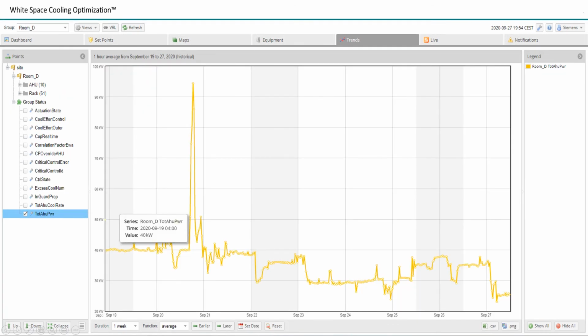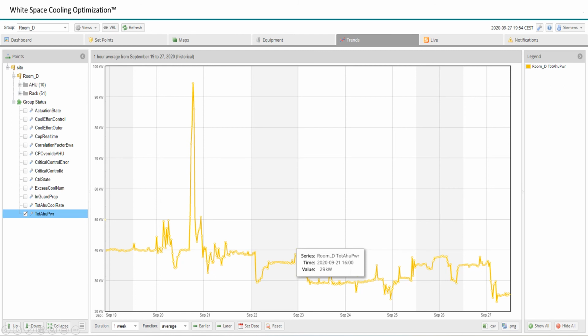Now we're trending the instantaneous power usage of all the cooling units in the room aggregated together. Here, before the customer performed airflow remediation, the power was steady at 40 kW. Here we can see a spike showing a record of when the customer performed airflow remediation. And after the remediation process, it's down to 29 kW here.